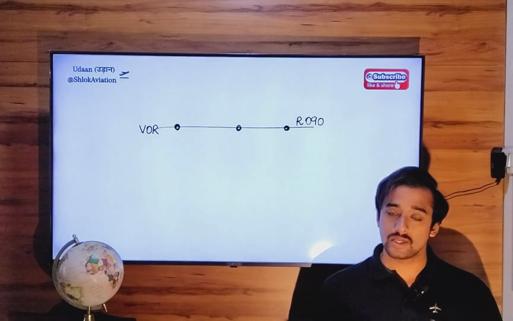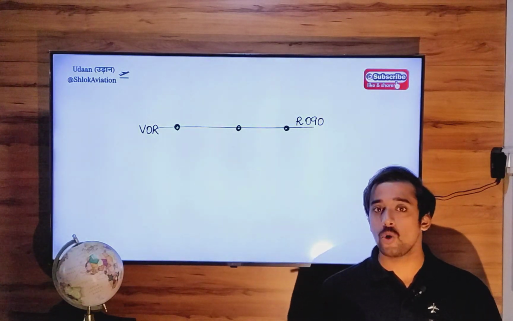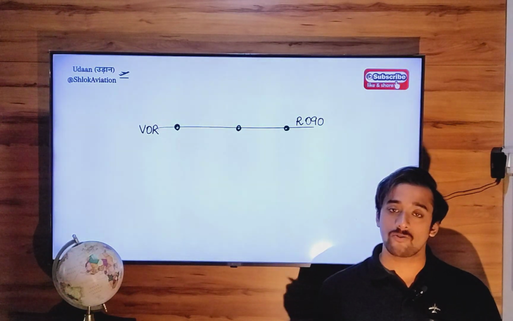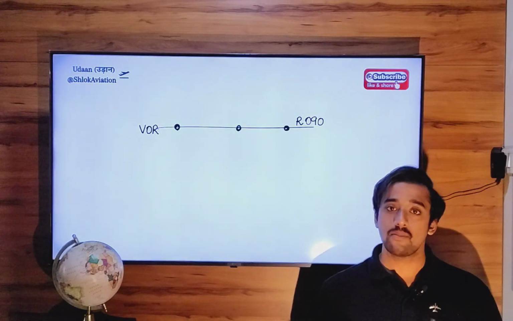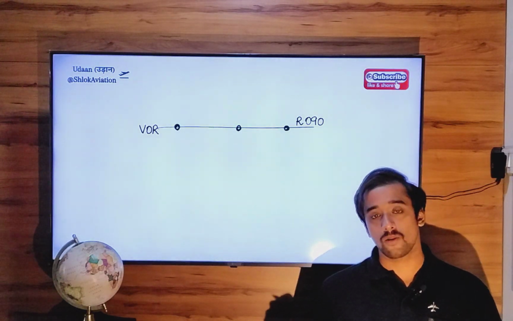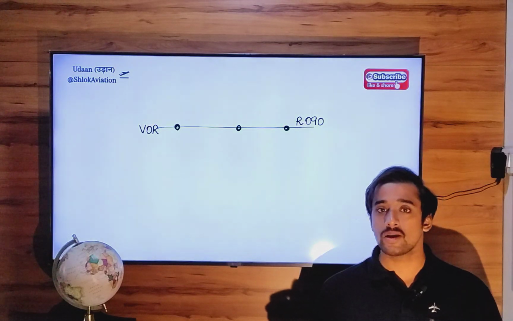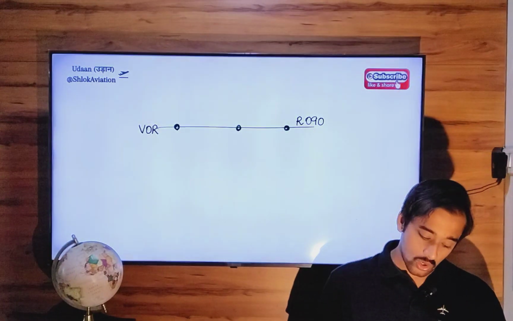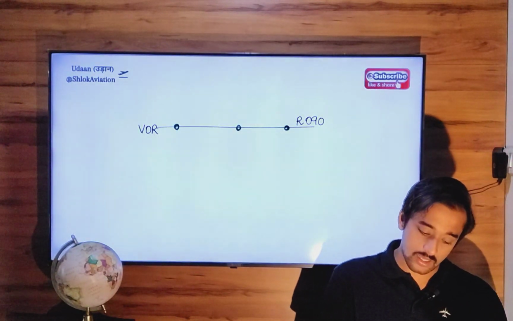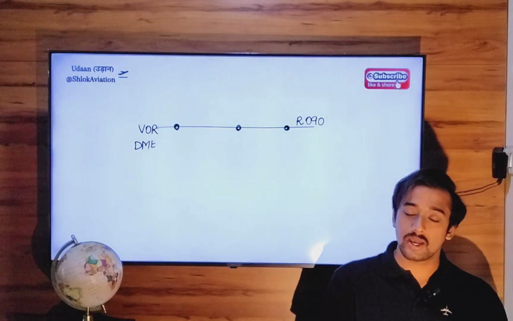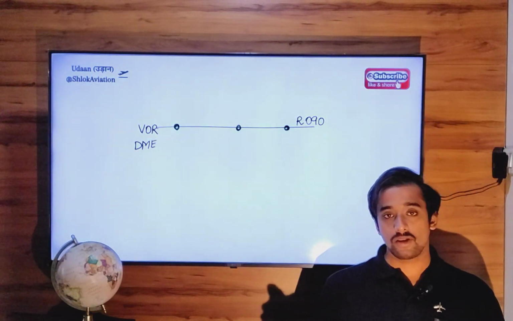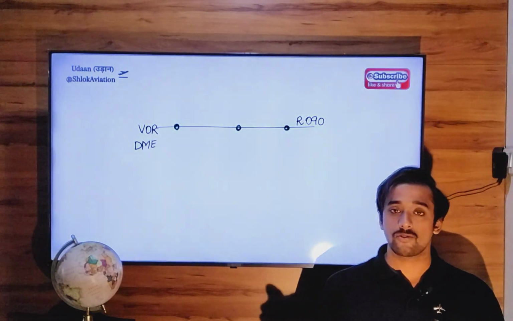To resolve this ambiguity or to get more clarity, we also make use of a DME station. Now with DME station, we will come to know the distance, that is how far we are from a particular station. So we use a combination of VOR DME station. So with VOR we come to know the radial we are situated on, and with the DME we come to know the distance we are from that station.